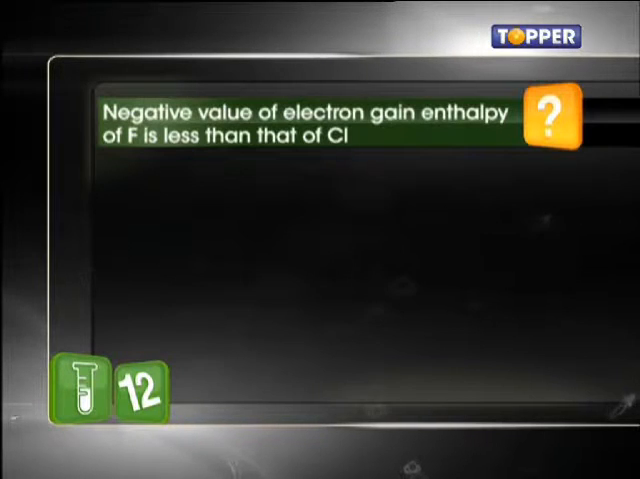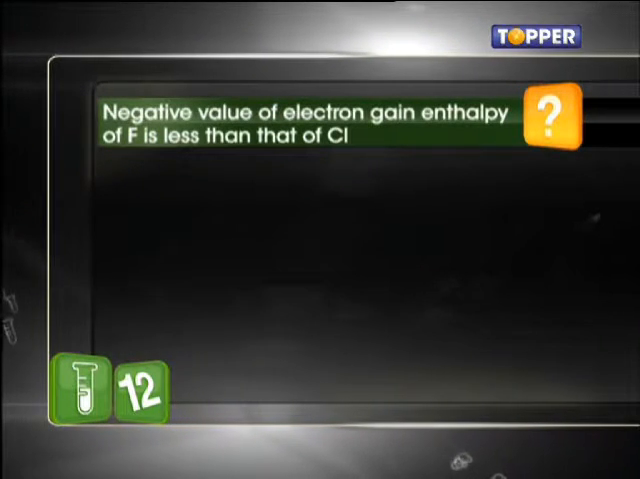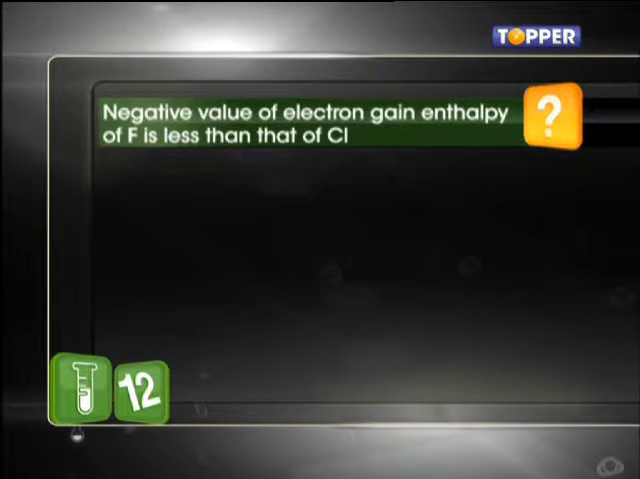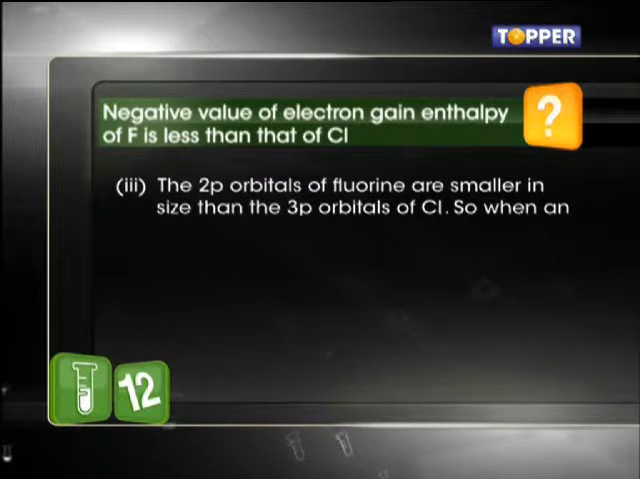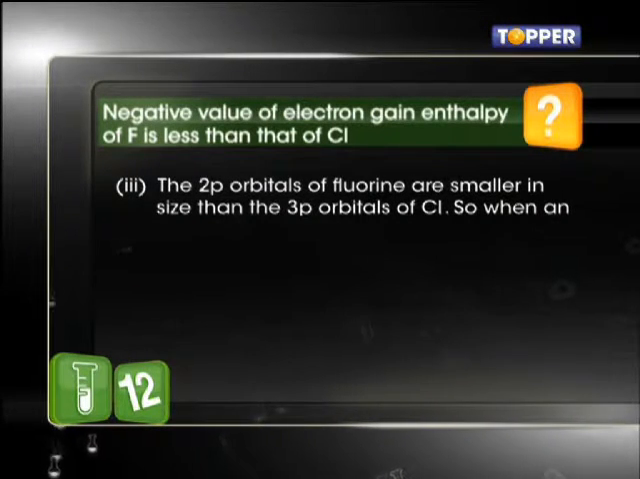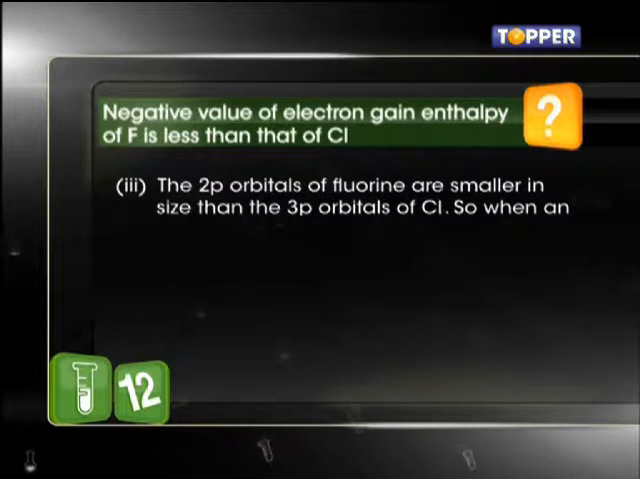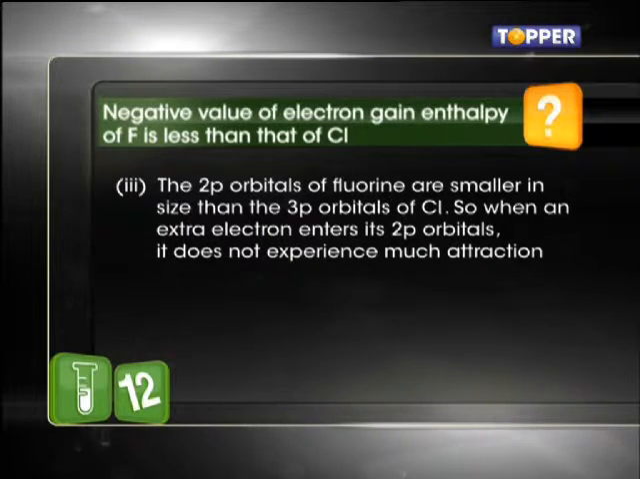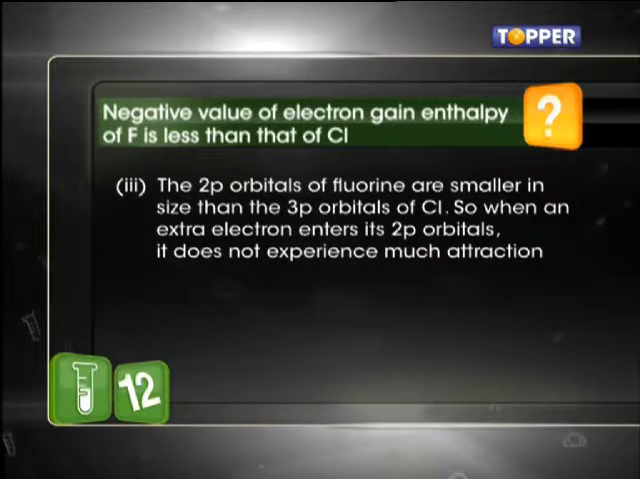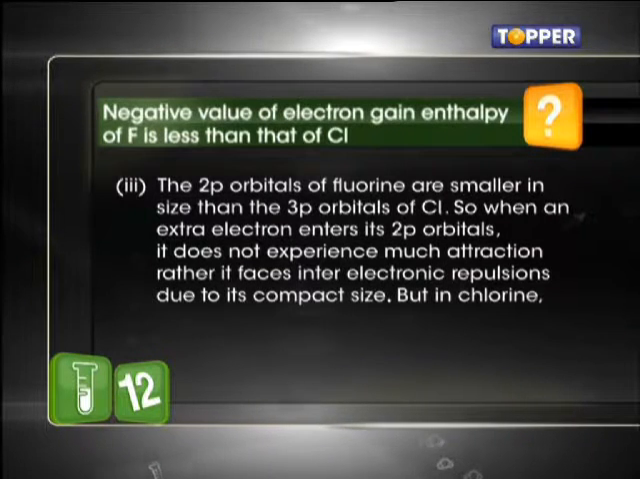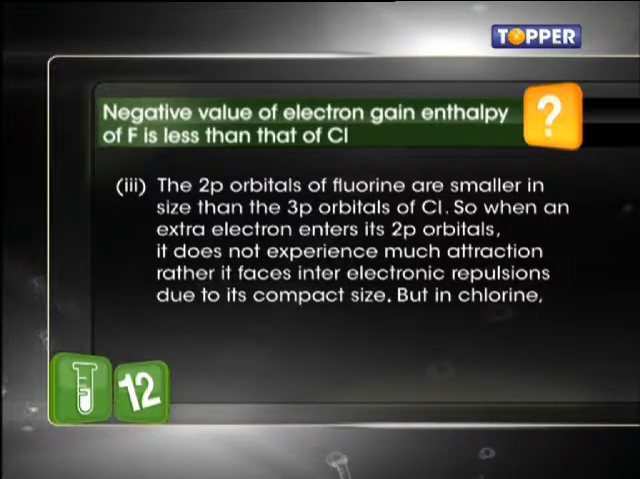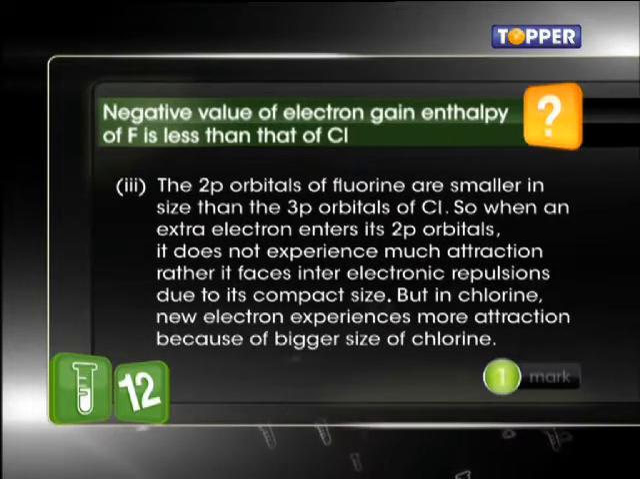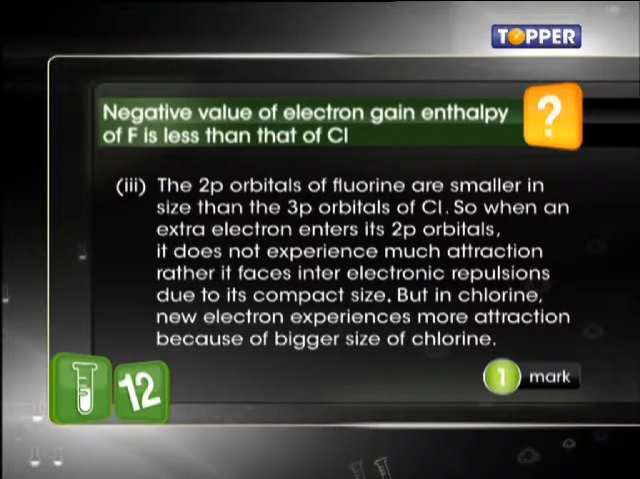Coming to the third part now, where we were required to tell why the negative value of electron gain enthalpy of fluorine is less than that of chlorine. Well, this is because the 2p orbitals of fluorine are smaller in size than the 3p orbitals of Cl. So when an extra electron enters its 2p orbitals, it does not experience much attraction, rather it faces inter-electronic repulsions due to its compact size. But in chlorine, the new electron experiences more attraction because of the bigger size of chlorine.